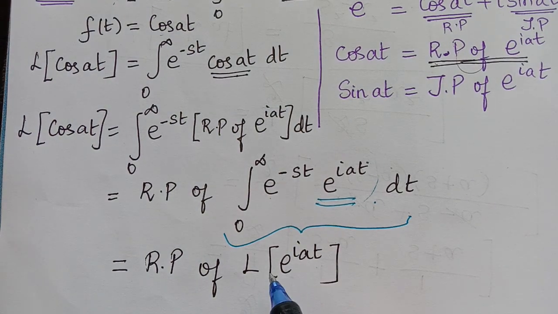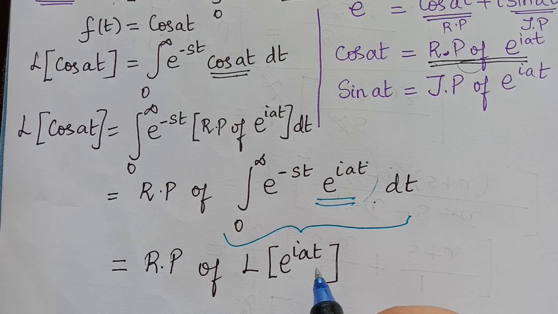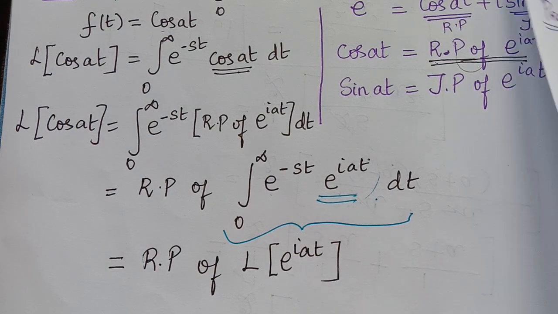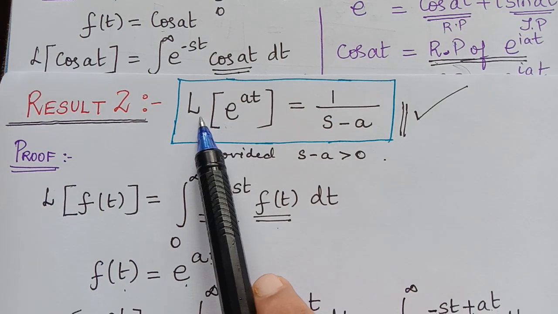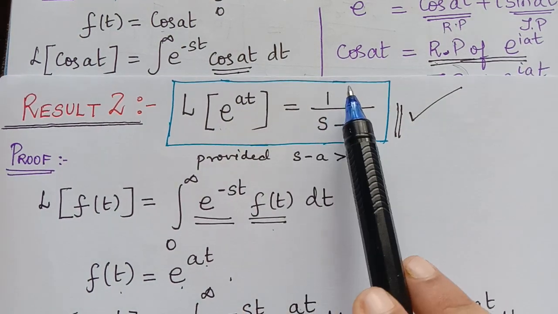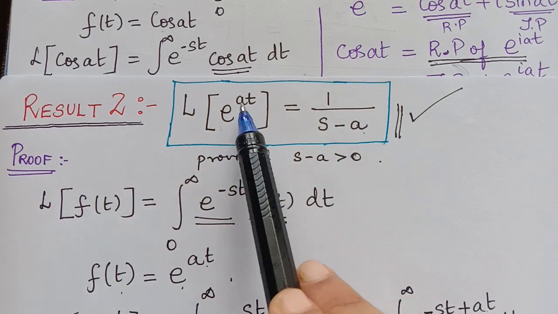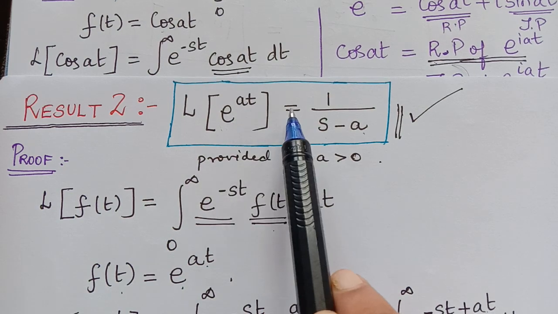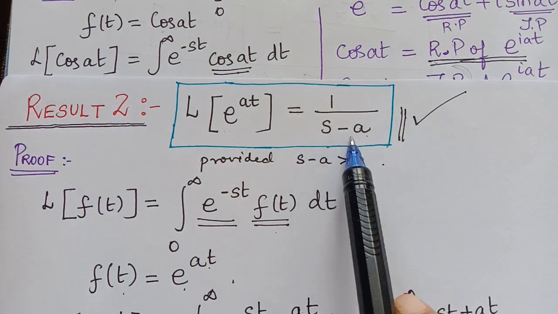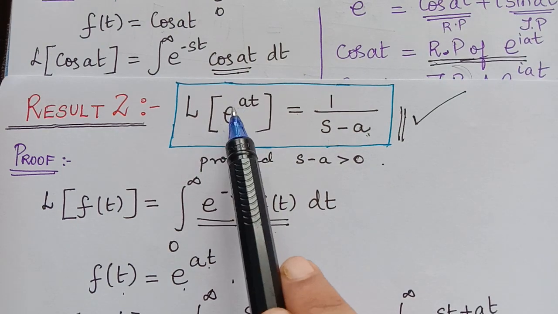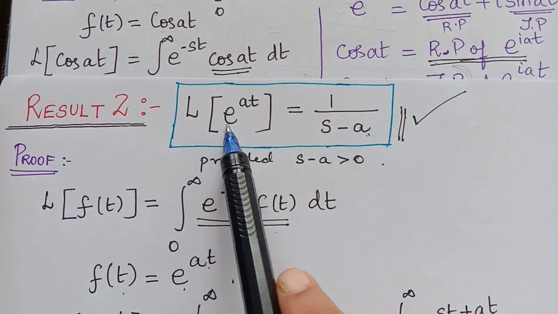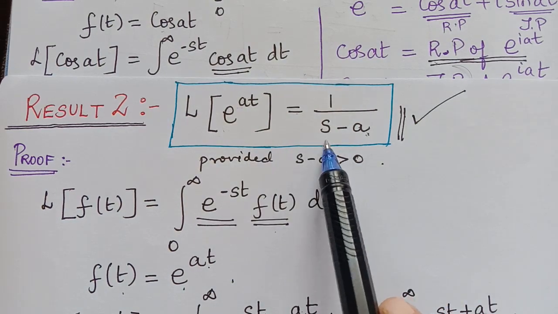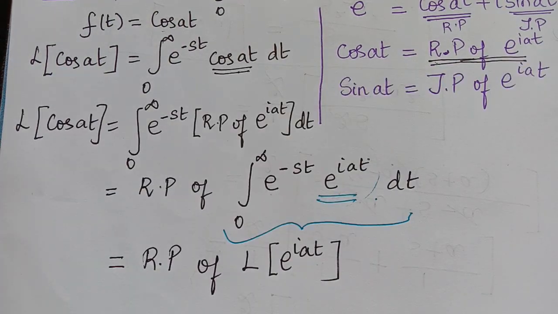But what is L of e power iat by formula? We have already found the result for Laplace transform of e power iat. That is, previously we have found result 2, where we have found L of e power at is equal to 1 by s minus a. Now instead of a, we are having ia. So L of e power iat will be equal to 1 by s minus ia. So instead of a in the formula, we should have ia.